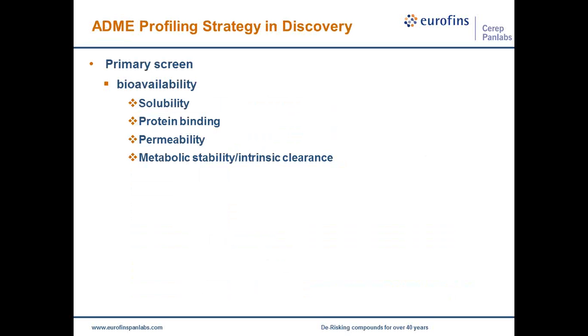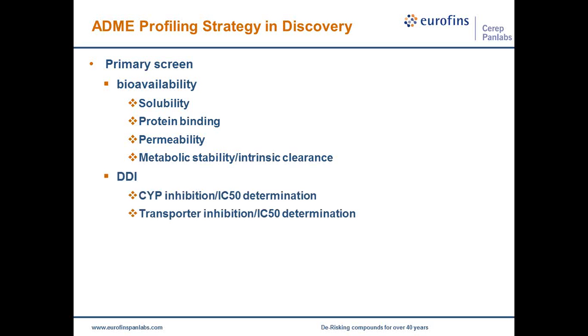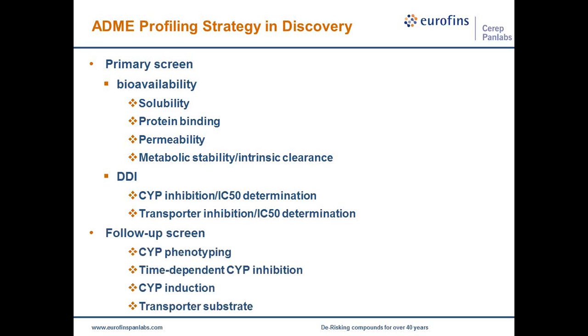So based on this question, here is the recommended strategy for the primary screen. We can divide the primary screen into two categories. One is bioavailability. The other is focused on DDI, drug interaction. For bioavailability, there's solubility, protein binding, permeability, metabolic stability. These are the important assays we need to run. And for drug interaction, basically we will test if the drug is an inhibitor of cytochrome P450 or transporters. And then based on the primary screening, we can have follow-up assays to study those in more detail or more expensive ones.